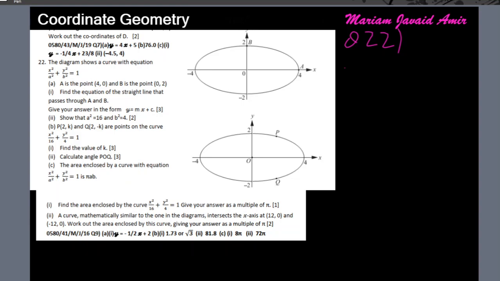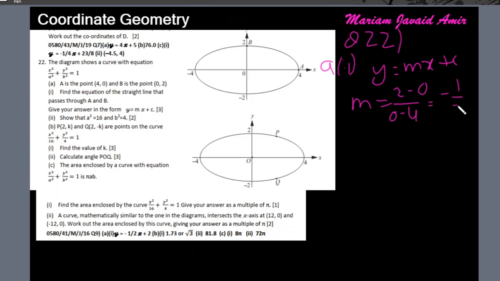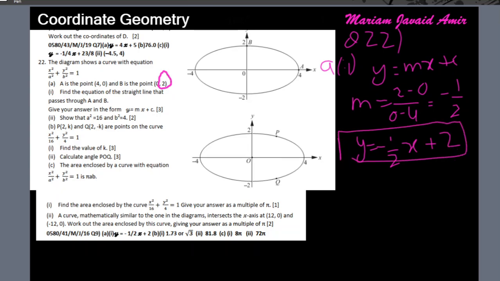That's pretty simple. For part A1, we have the equation y = mx + c. m is rise over run, or y2 minus y1 over x2 minus x1, so that becomes -1 over 2. So the equation will be y = -1/2 x + c, and we already know c from here, which is 2. So y = -1/2 x + 2. This is the answer for part 1. Part A2.